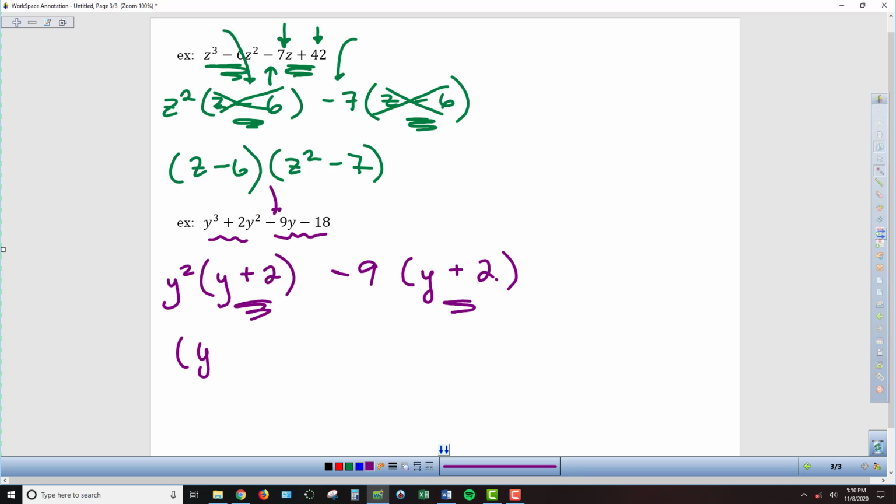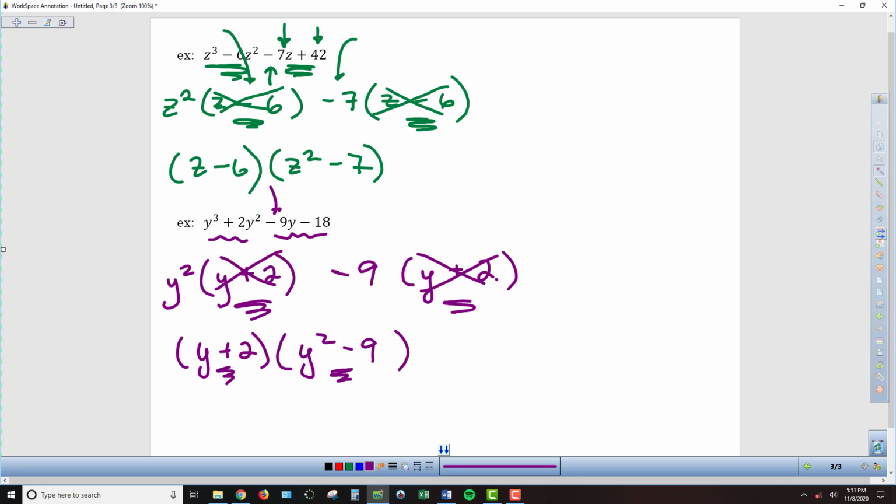So now I'm going to undistribute that entire set of parentheses. So I'm going to take out that y plus 2. And so then what's left behind from the first part of the problem is y squared, and from the second part of the problem is a minus 9. Now hopefully we're noticing that although maybe this y plus 2 isn't going to go anywhere, y squared plus minus 9 is still factorable. This is a difference of two squares.